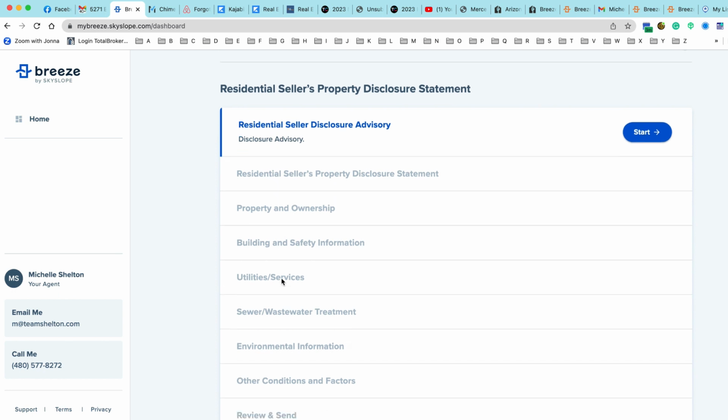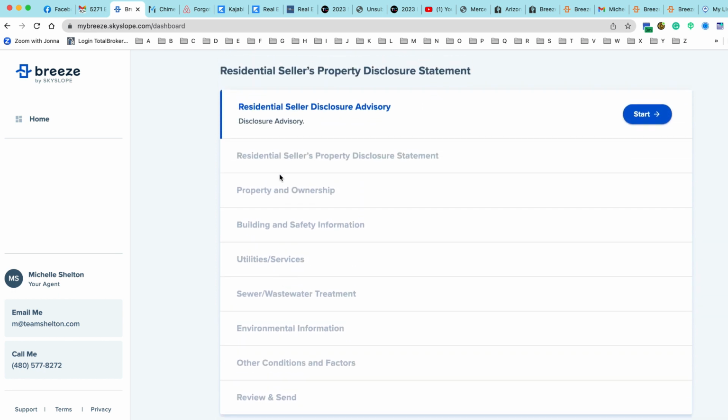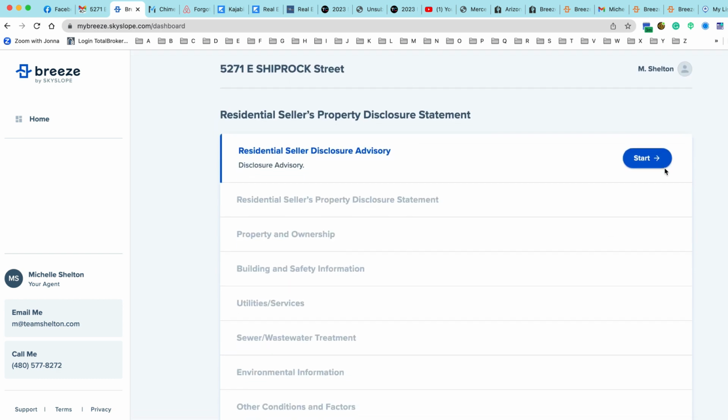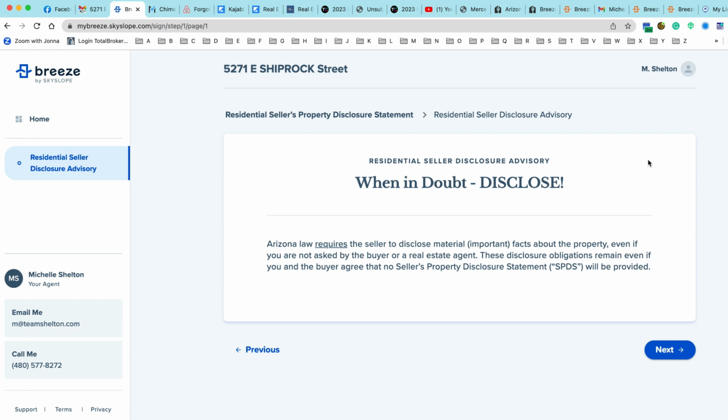And it's going to take you through each one of these when it turns blue. I don't know if you can save it, so let's see if we can do that.